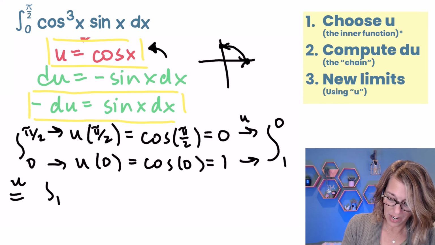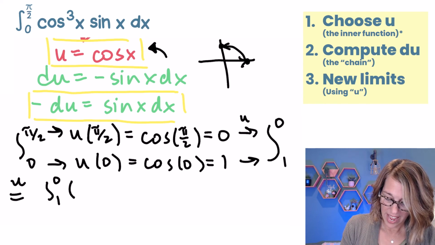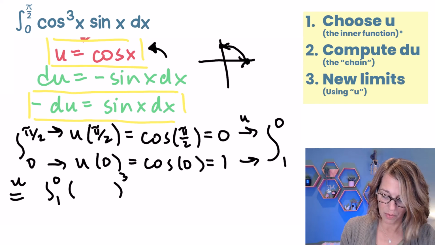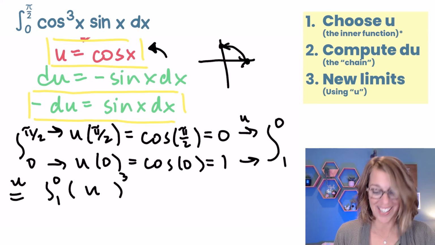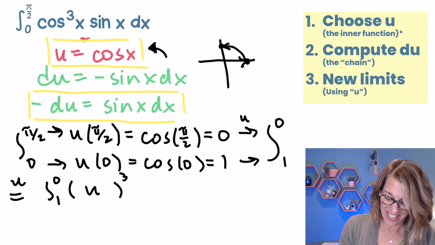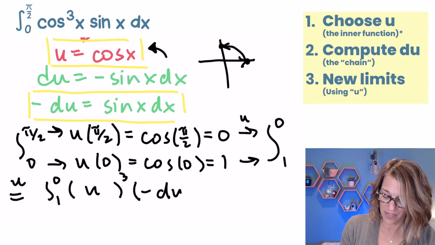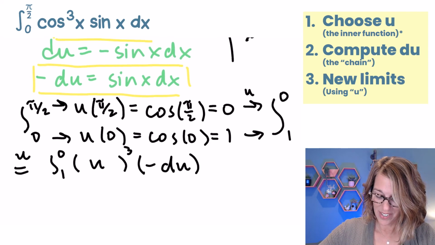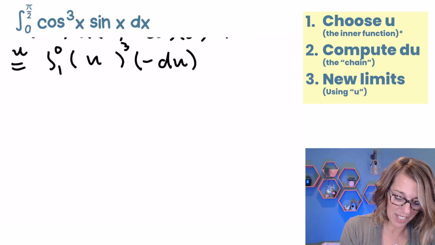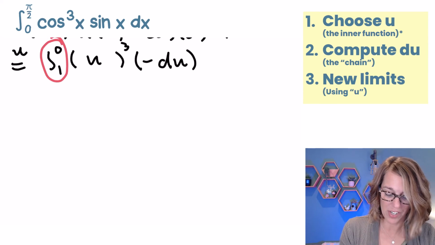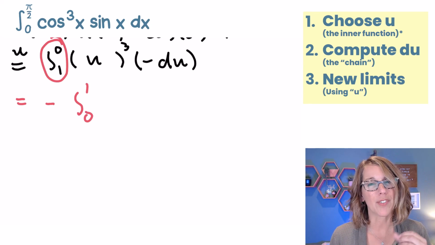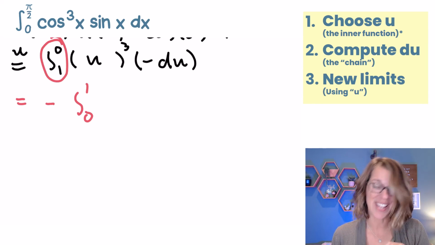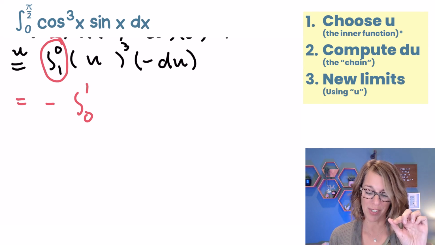My limits of integration are 0 to 1. I had cosine of x cubed, but cosine is replaced with u. And then I had sine x dx, but sine x dx is replaced with a negative du. Now I can do a couple of things. I really want to swap this limit of integration here. As I swap it, I get a negative sign. That's going to be from 0 to 1. So going in the reverse order, remember these are directed areas. So I end up with negative integral from 0 to 1.